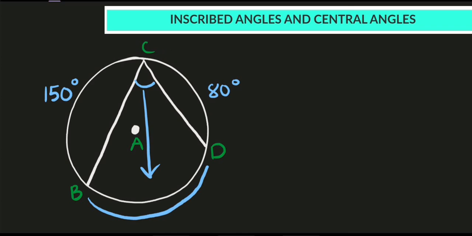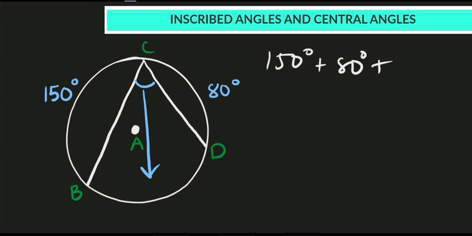Again, we have this given set of values. We have this first arc as 150 degrees. Let's add this one to the second arc, that is 80 degrees. And then let's add this missing part, this remaining part, let's name this one x. So plus x is equal to 360 degrees, according to the concept of circles.